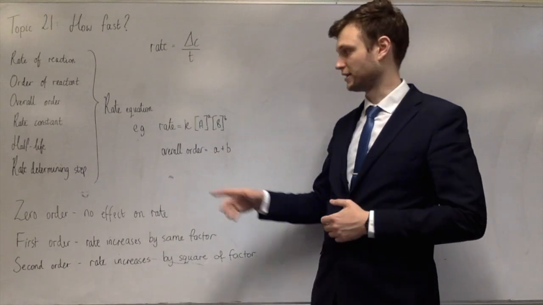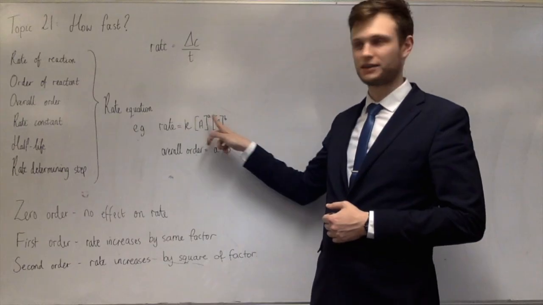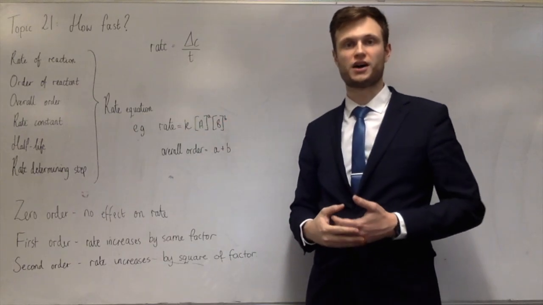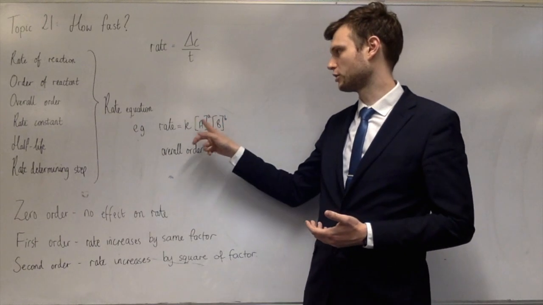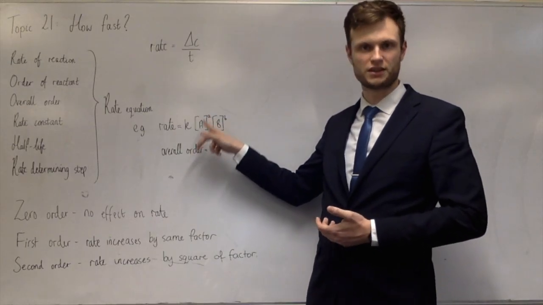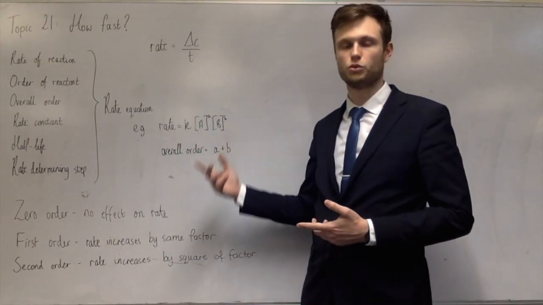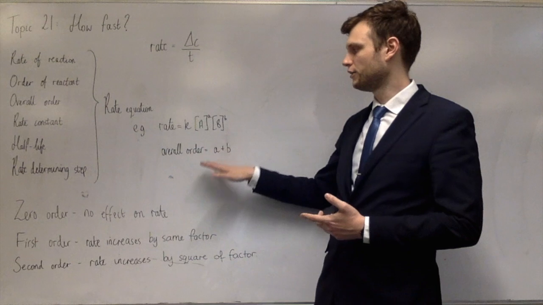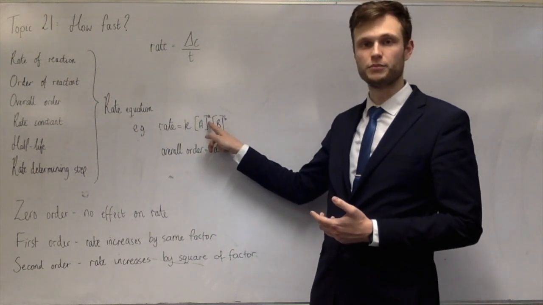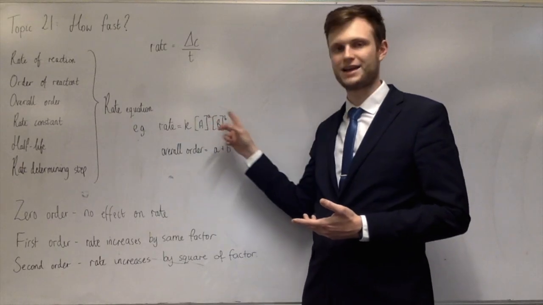So this is just a generic example with 2 reactants, A and B. The lowercase a and the lowercase b, those are the orders of those reactants. So it could be a 1 for first order or a 2 for second order. You can see that it's squared. So if I have a doubled concentration, then the rate will go up by a factor of 2 squared. The overall order is just the sum of each of the orders of the reactants. So in this case, a plus b.